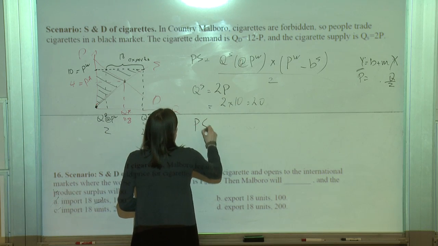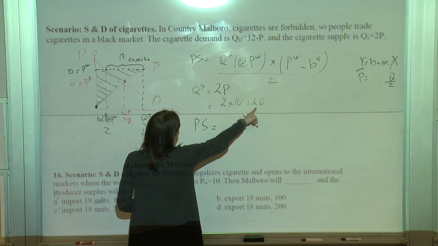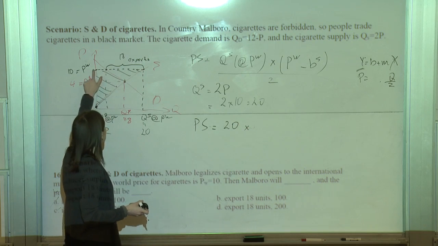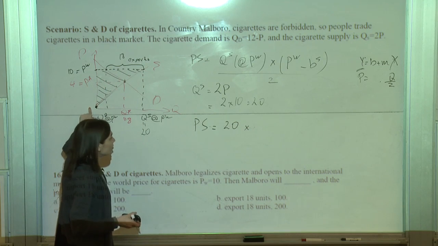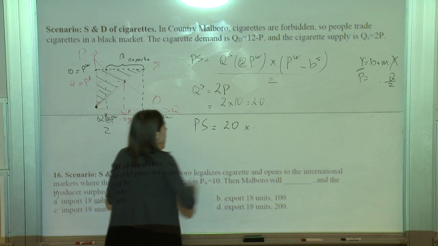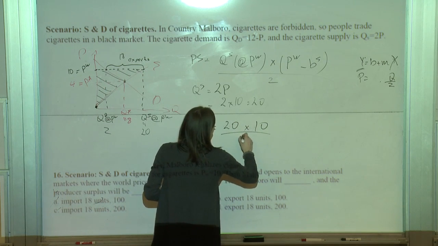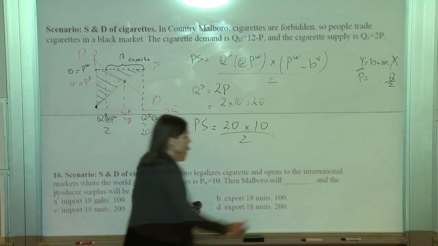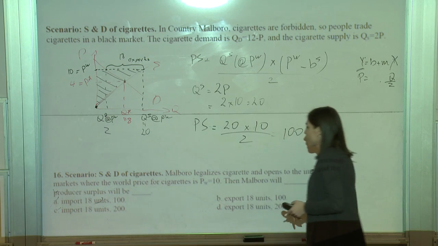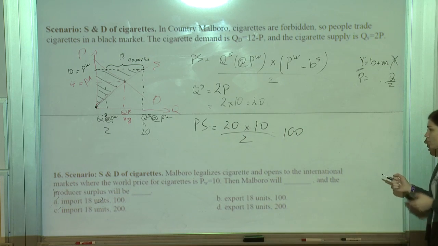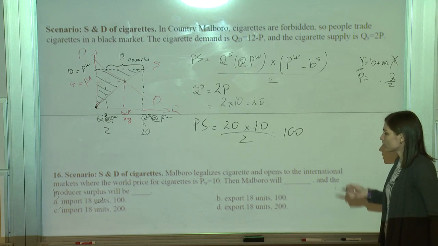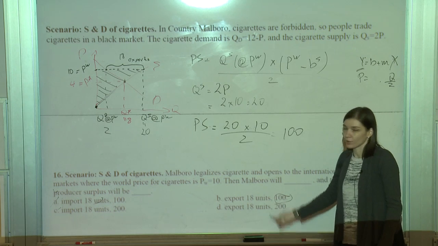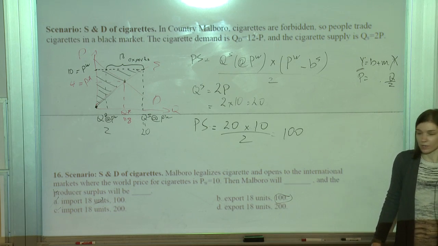Then the producer surplus would be the quantity supplied, which is 20. This is this side of the triangle, times, in this case, just the world price, which is 10. The whole thing divided by 2, 100. So if they open the international market, they would export 18 units, and producer surplus would be 100. So that's answer B.